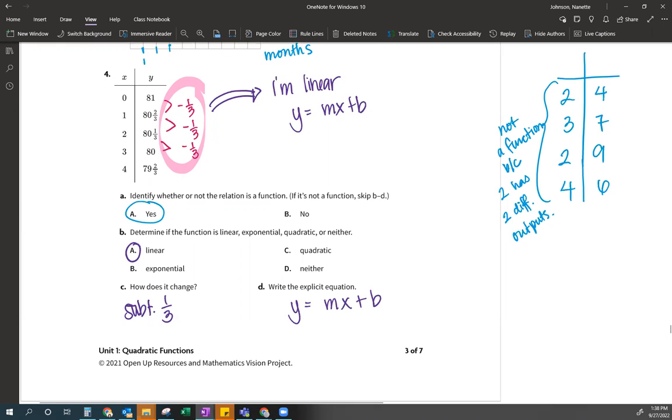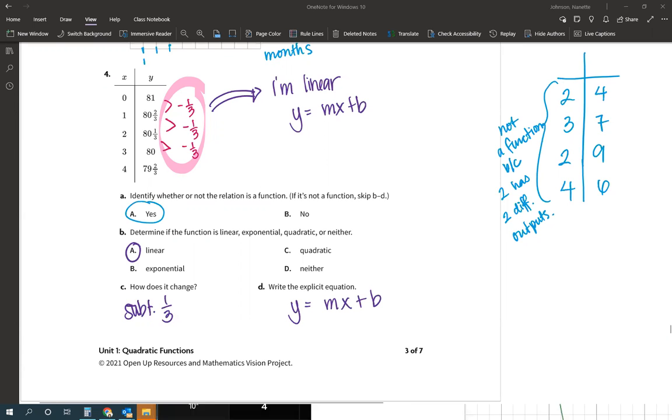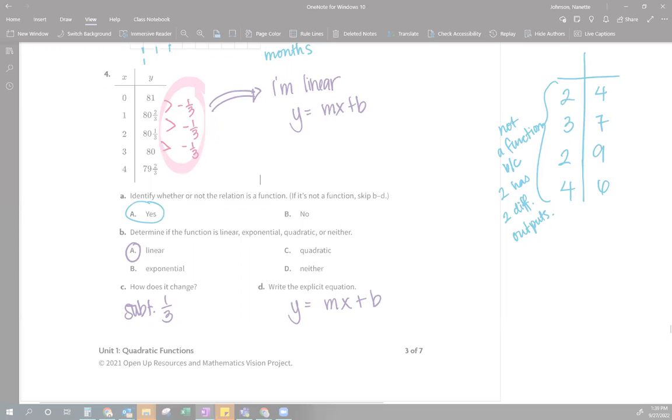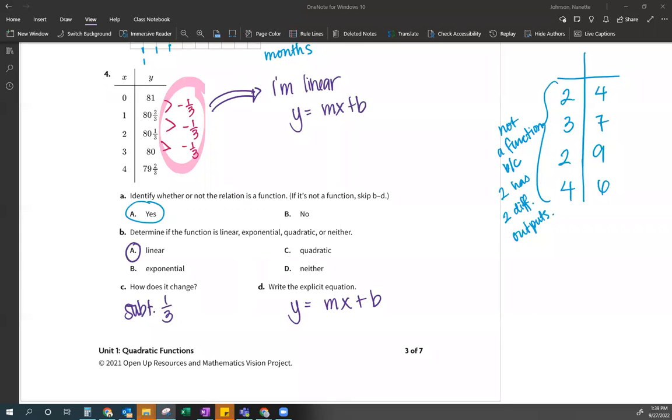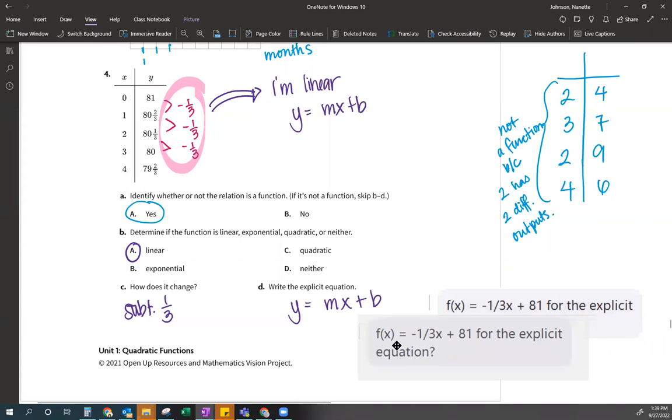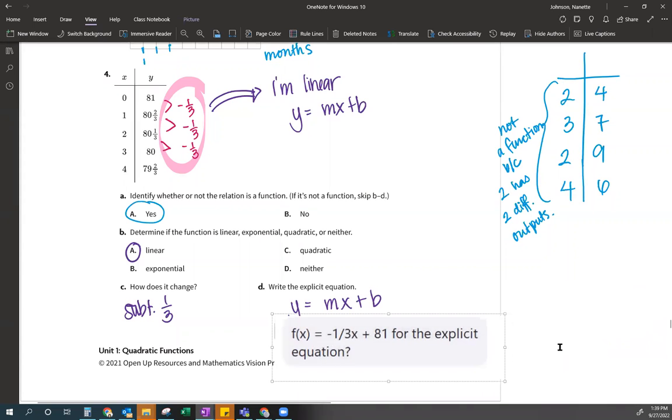So someone asked this in the chat. I like to put stuff from the chat onto our notebook because it's almost like it's being recorded. And I don't put your name because I don't know if you want your name out there. So here, right? Someone said, hey, Ms. Johnson, is this the equation? That's exactly the equation. I'm just going to stick this right here.